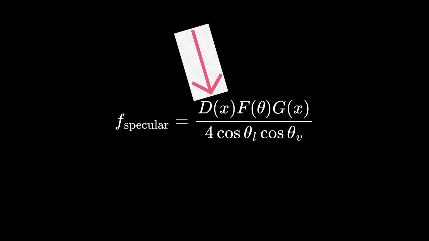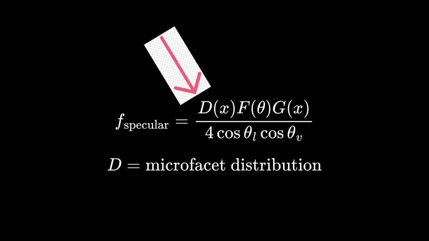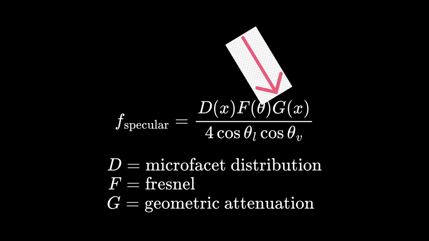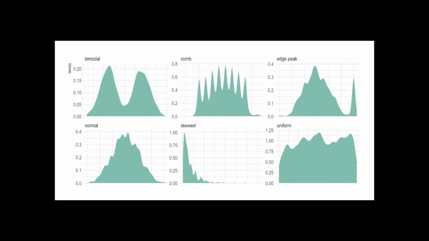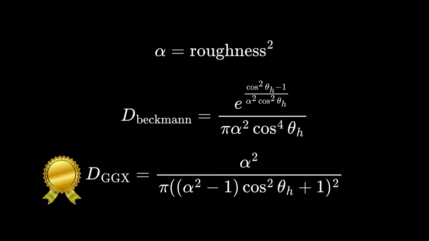Remember that this means we have 3 individual components that need to be solved: the microfacet distribution function, the Fresnel response, and the geometric attenuation factor. Let's start with the distribution function. There are lots and lots of existing distribution functions to choose from. The 2 most popular are Beckmann and GGX, with GGX being most commonly used today due to people saying it looks more physically accurate than Beckmann.